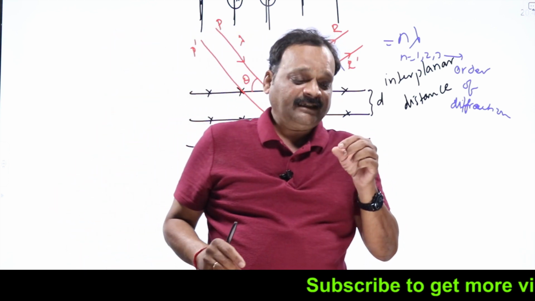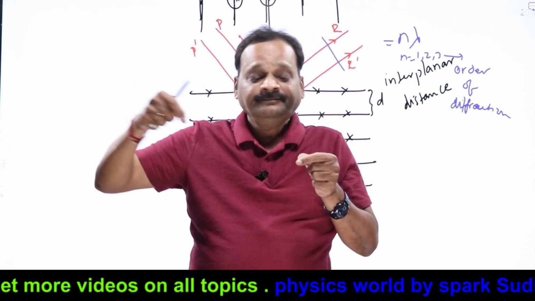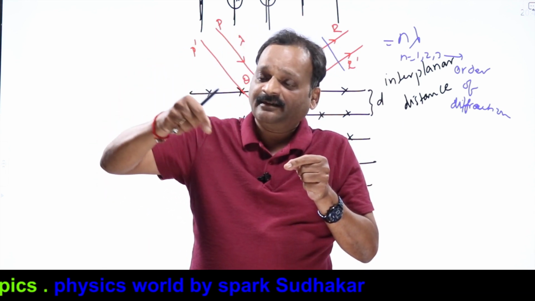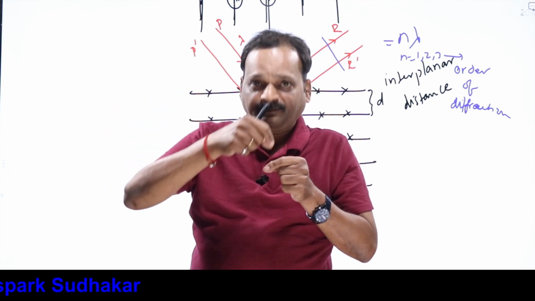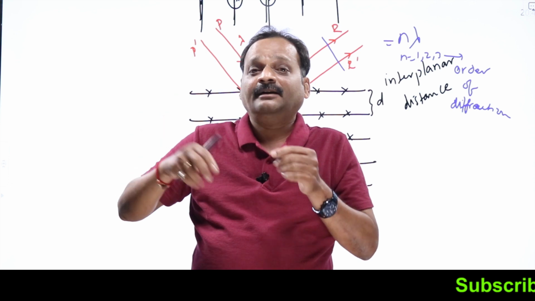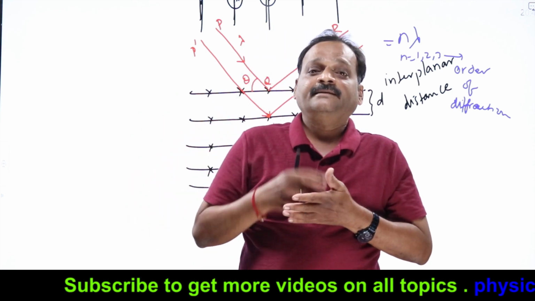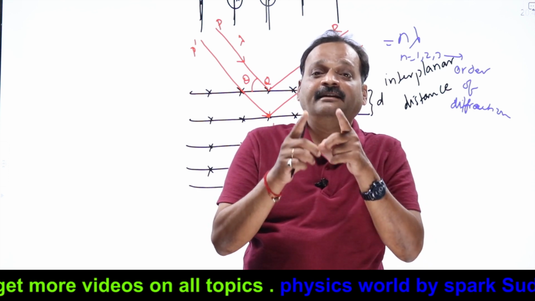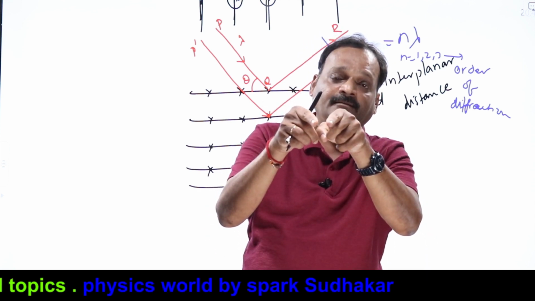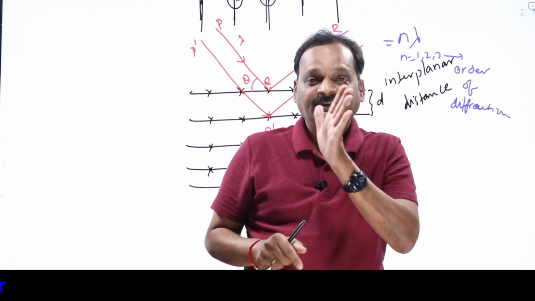Both of us are starting from the same point, both of us are reaching the same point, but I have taken a path which is around 5 kilometers long, and he has taken a path which is about 6 kilometers. What is the path difference between the two of us? It is 1 kilometer, because he has traveled 1 kilometer of extra distance in order to reach the same point. That is known as path difference.